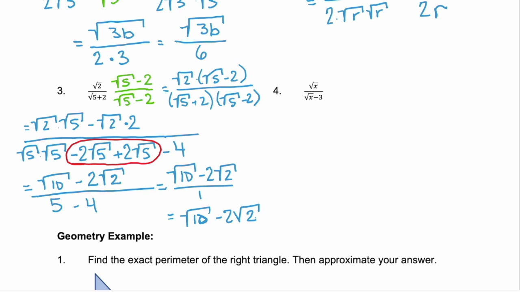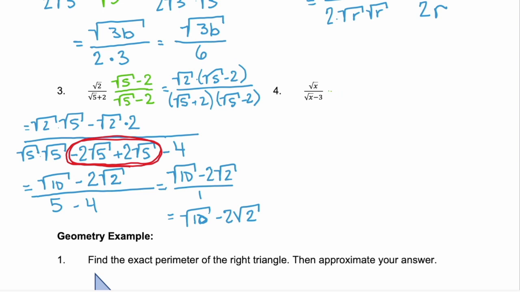You just have to remember that it's the opposite sign. So you change the sign in between the two terms. And the reason you do that is so that these two middle terms that have the radicals end up canceling each other out, and you no longer have a radical in the denominator. Let's look at this next example.